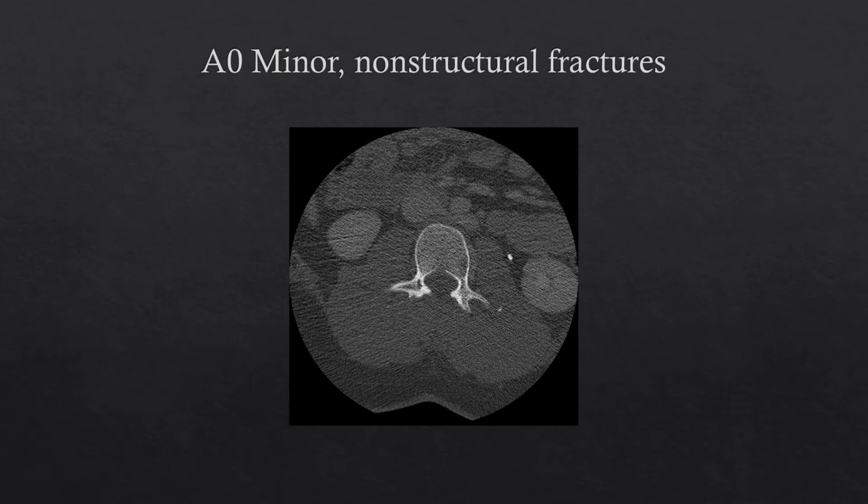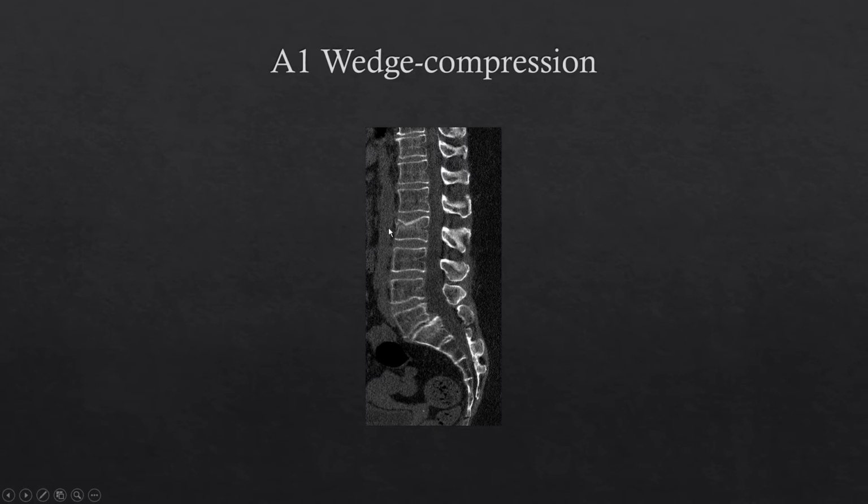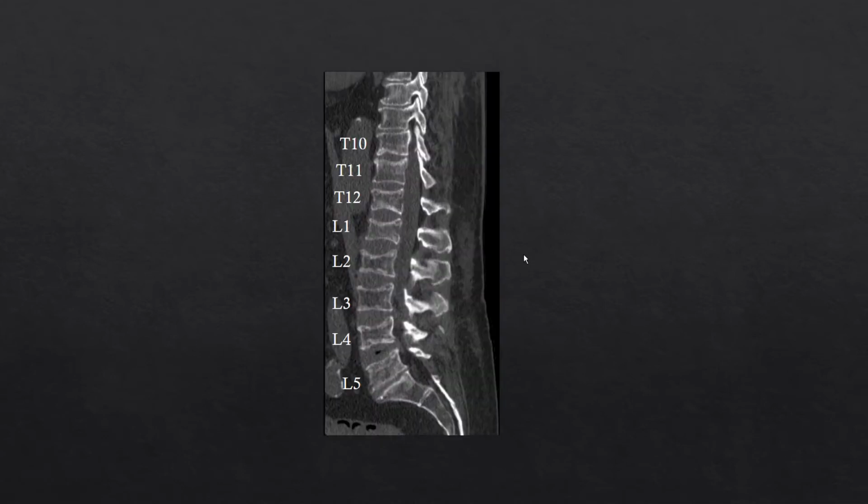Starting with the A0 minor non-structural fractures, here's an example of a left transverse process fracture, an avulsion fracture, which does not compromise the structural integrity of the spinal column. Next, we have the A1 wedge compression fracture of a single end plate without involvement of the posterior wall of the vertebral body. Also note this malalignment of L5 with respect to S1, that must be due to bilateral pars defects in this patient as an incidental finding. In this next case, we have multiple A1 type fractures of an end plate without a fracture of the posterior wall of the vertebral body and no retropulsion.